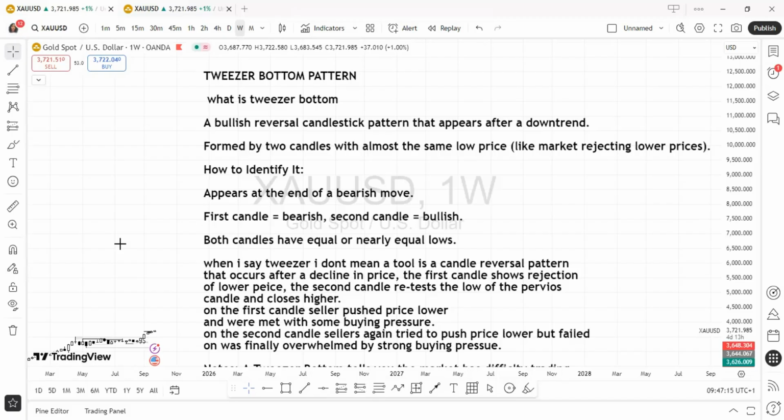What are we talking about? Tweezer bottom pattern. Now, what is a tweezer bottom? A tweezer bottom is a bullish reversal candlestick pattern that appears after a downtrend.